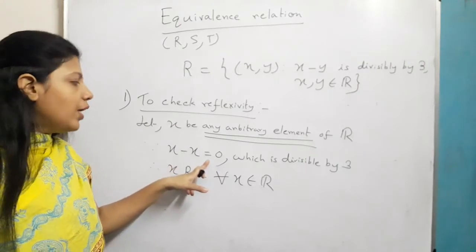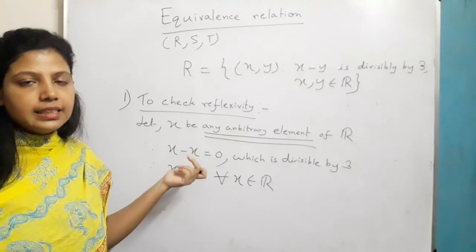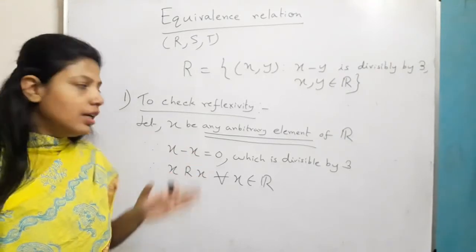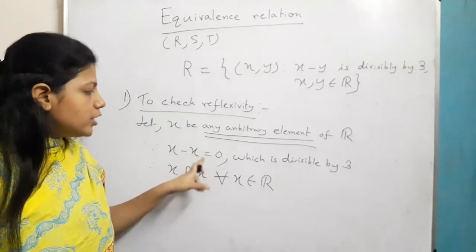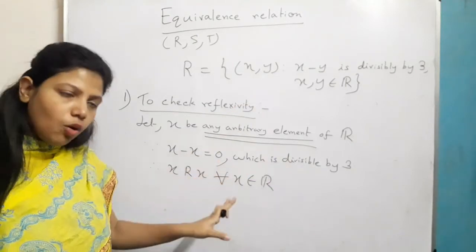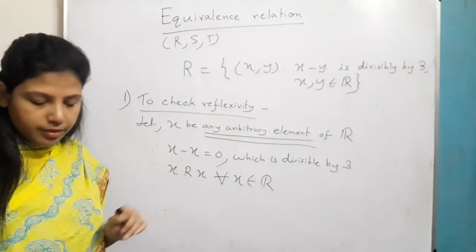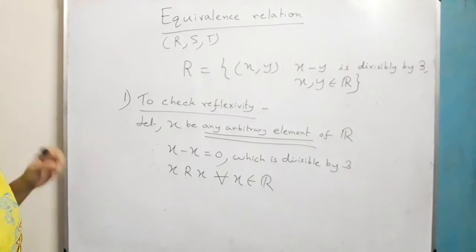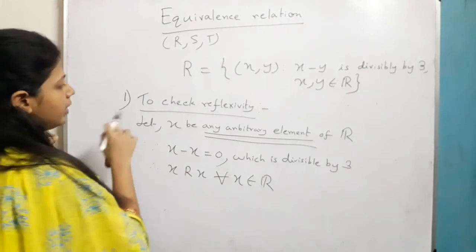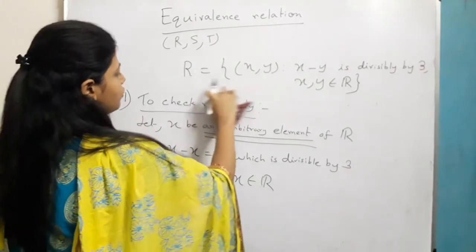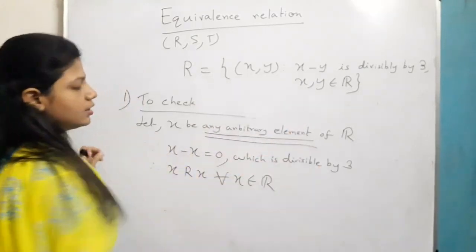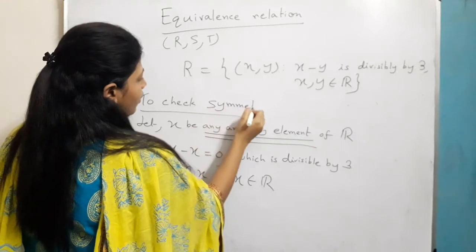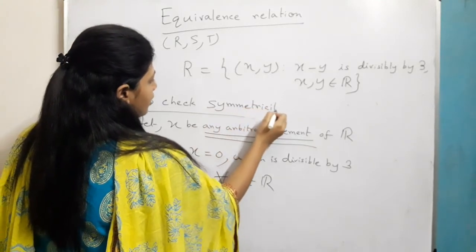We know that if I will take any number x, that means 5 minus 5, 6 minus 6, whatever I will take, that will be 0 and that one is divisible by 3. So, the relation is reflexive. Next, I will check it for symmetricity. So, here I will write this one to check symmetricity. Just in place of reflexivity, you will write symmetricity.